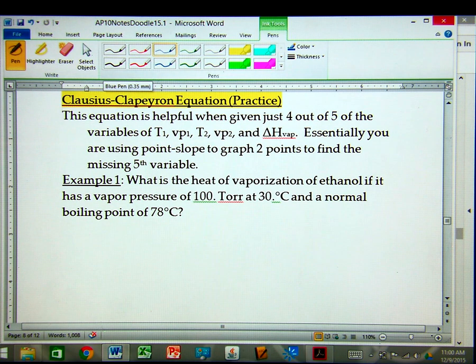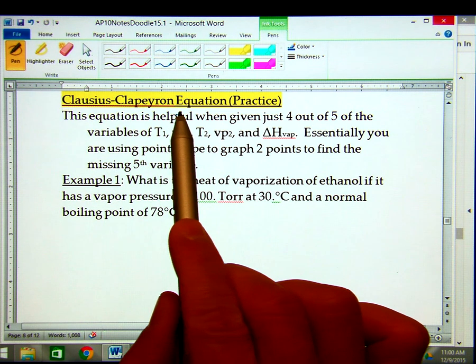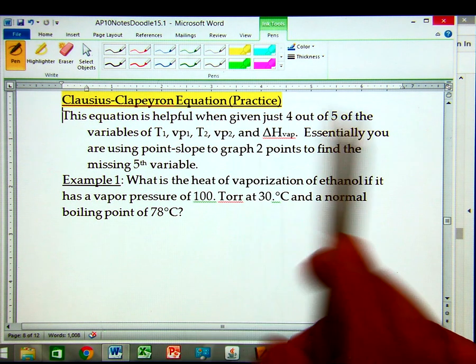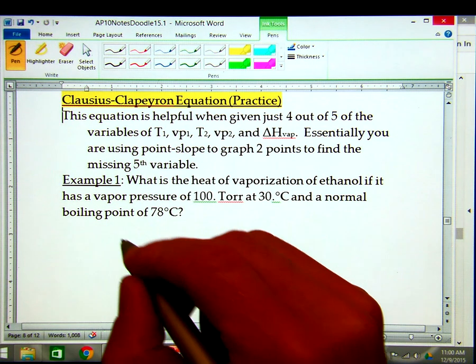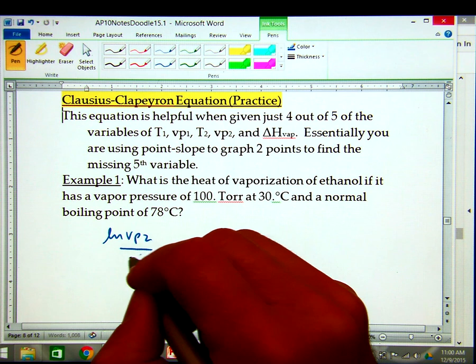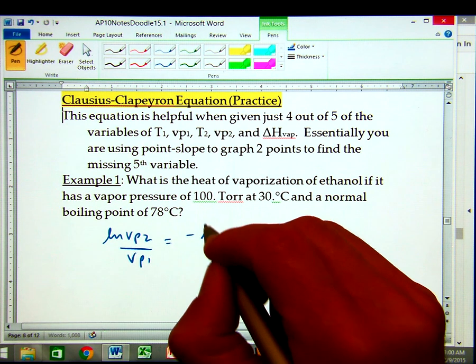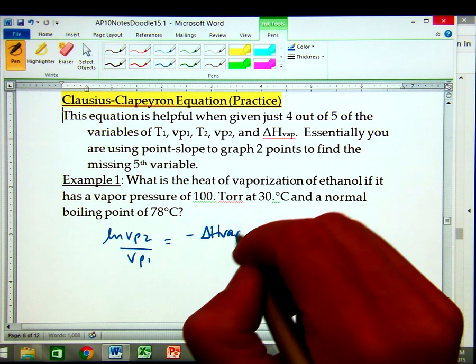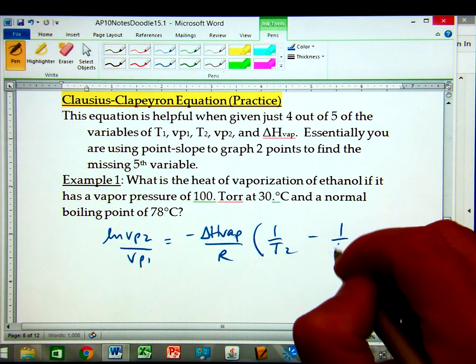Now we're on page 8 of the Chapter 10 AP Chemistry packet, and we just learned in the last video how we derived the Clausius-Clapeyron equation from the graph of ln Vp versus 1 over T, and now we're going to use that equation to solve for a missing variable. So I'm going to use the equation up here: ln Vp2 over Vp1 equals negative HVAP over R times 1 over T2 minus 1 over T1.